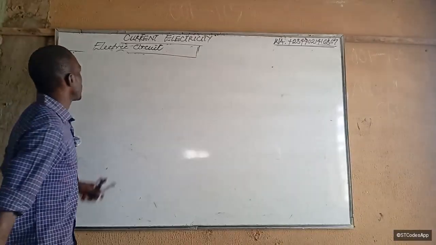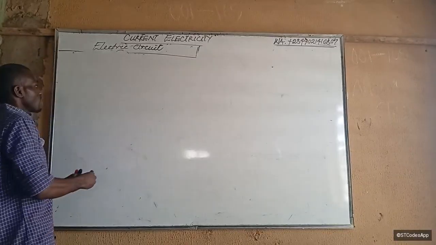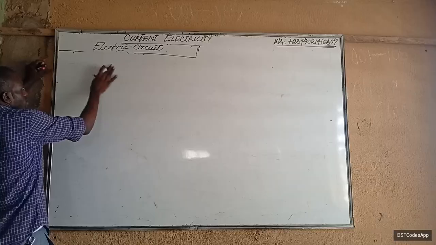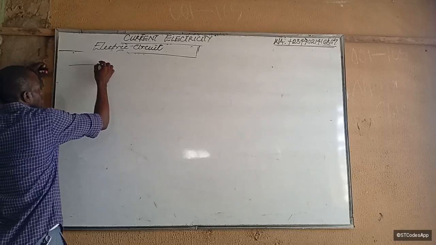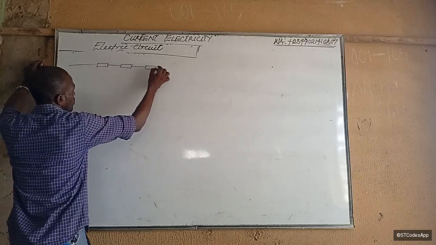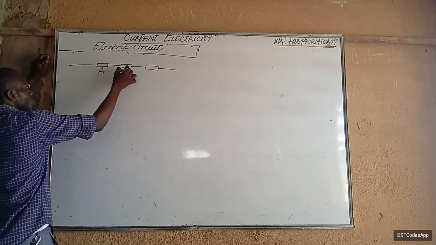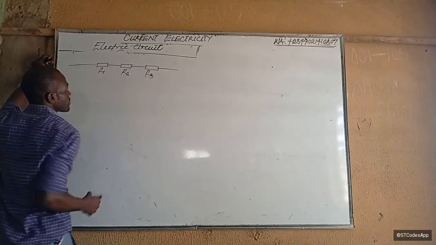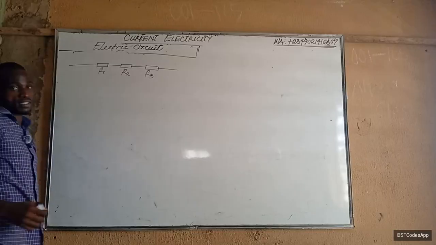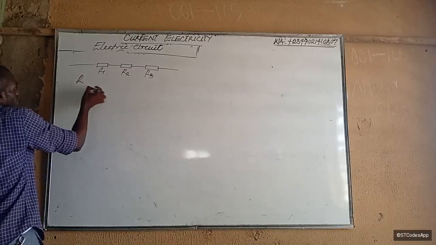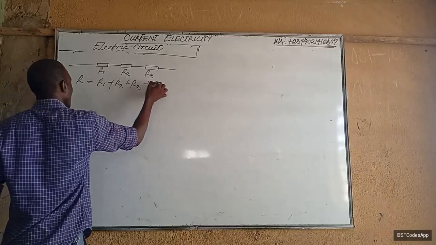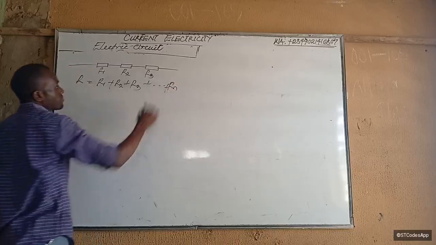Alright, now let's draw circuits. You know we said that we arrange resistors in parallel or in series? This is a series arrangement of resistors. This will be R1, this will be R2, this will be R3. Keep in mind that when you arrange resistors like this, the equivalent resistance is going to be R1 plus R2 plus R3, plus any amount of resistance that you arrange there.